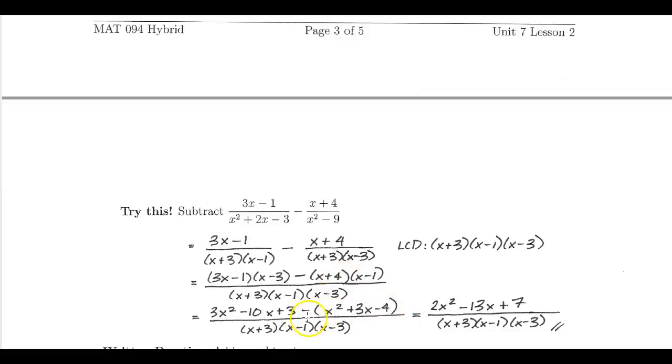Now, when I do the subtraction, I'm going to make sure that I distribute the negative to all three of those terms. So I'm going to have 3x squared minus x squared, which is 2x squared. Negative 10x minus 3x gives me the minus 13x. And 3 plus 4, the opposite of negative 4 is 4. 3 plus 4 gives me the 7. And so we get a simplified fraction this way.